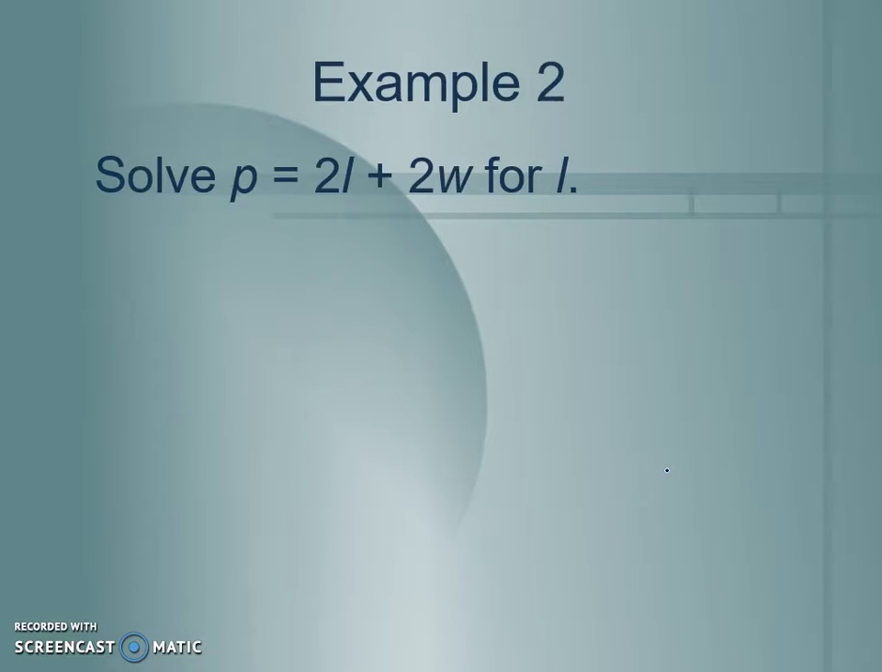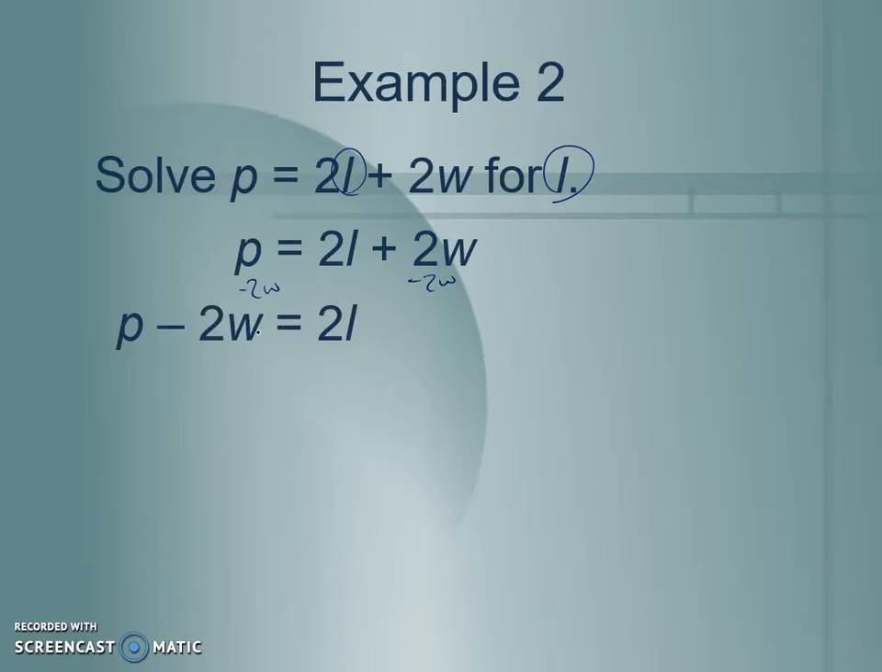Example 2, this is like the one we just did. So let's go through the motions here on it. For L, we're going to get L all by itself. The first thing we're going to do is subtract 2W from each side. We end up with P minus 2W equals 2L. And then divide by 2 on both sides. So we end up with L equals (P minus 2W) over 2.